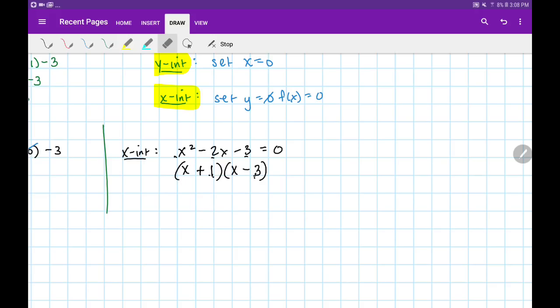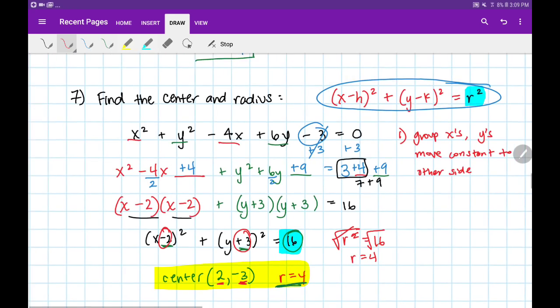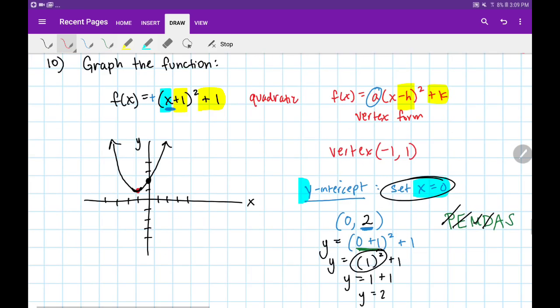All right, so we're almost done here. But when we set each of these guys equal to 0, we get on the left side x equals negative 1, and on the right side x equals positive 3. So these are our x-intercepts. We set y equal to 0, and we got (-1, 0) and (3, 0). Let's put all of these together on a graph and see what our graph looks like.